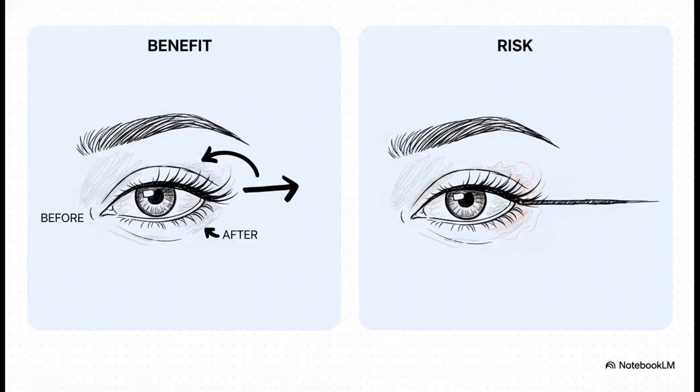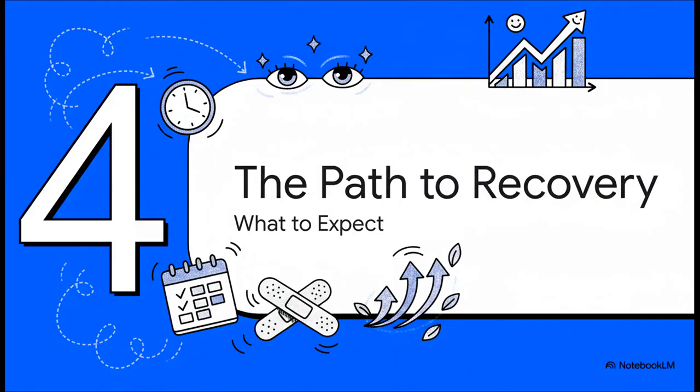And it's a similar story for the outer corner. A lateral canthoplasty can do wonders for a sagging lower lid and really help create that beautiful almond shape. On the flip side, you've got risks. Some are temporary, like swelling or dry eyes, but there's also the risk of over-tightening the corner, which could end up looking unnatural. The surgery itself is really only half the battle.